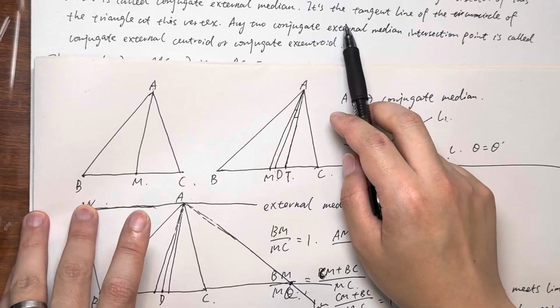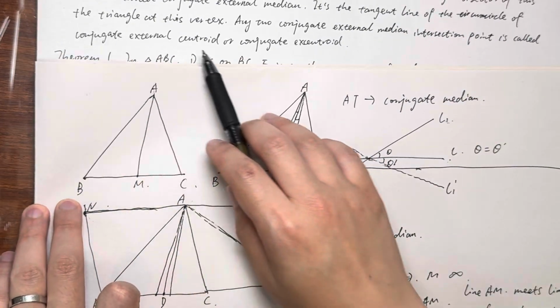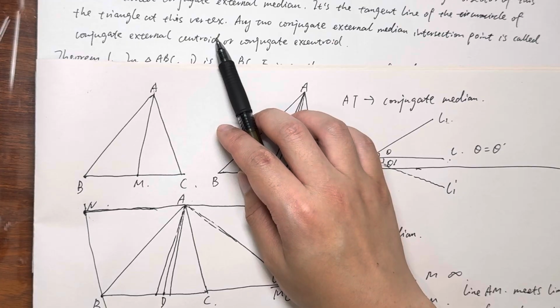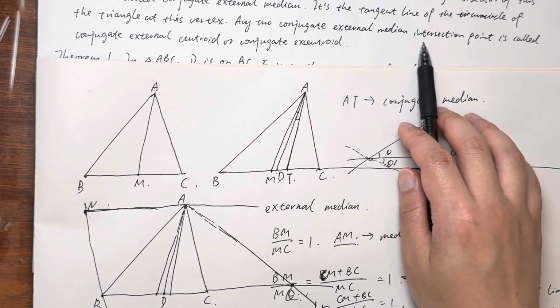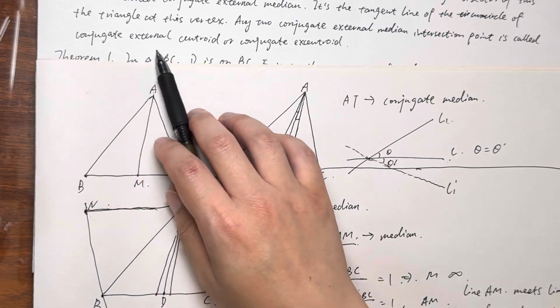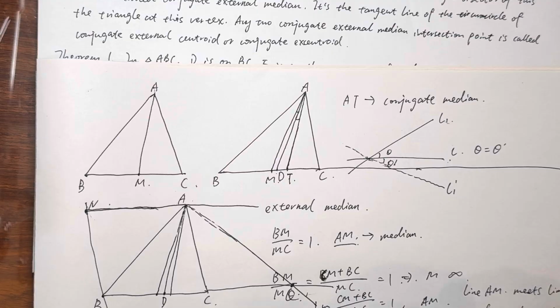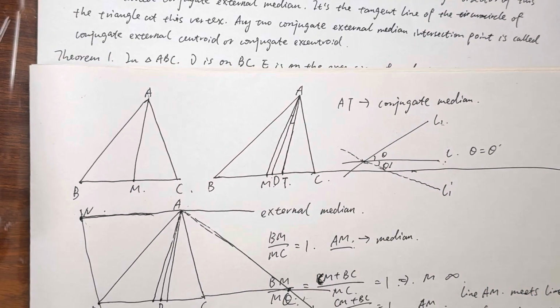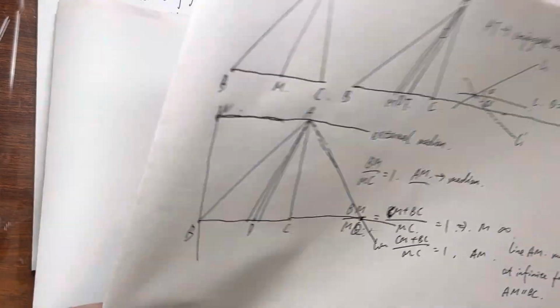And it's a tangent line of the circumcircle of the triangle at this vertex. I'll explain this later. And the intersection point of two conjugate external medians is called the conjugate external centroid. We know the external centroid, or eccentroid, right? And now we have another term called the conjugate eccentroid. Okay, that's the whole definition. Let's study this a little bit more.